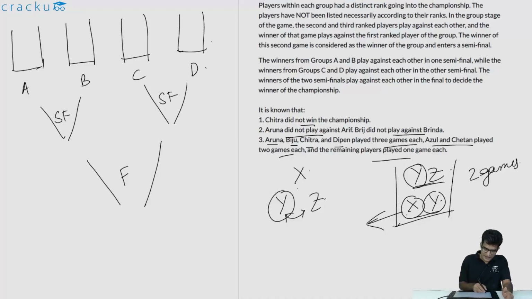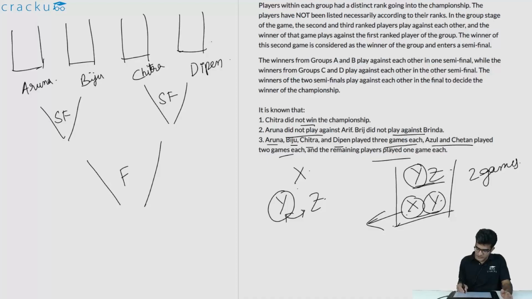This would imply that Aruna is the winner of the first group, Biju is the winner of the second group, Chitra is the winner of the third group, and Deepen is the winner of the fourth group.